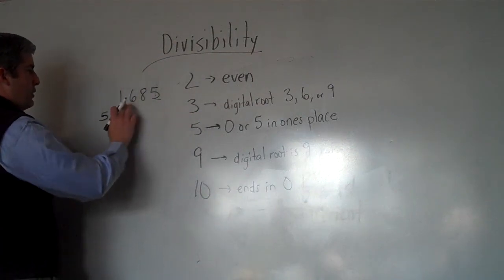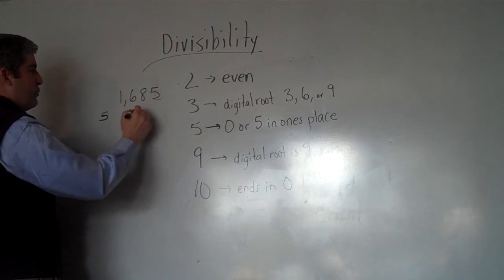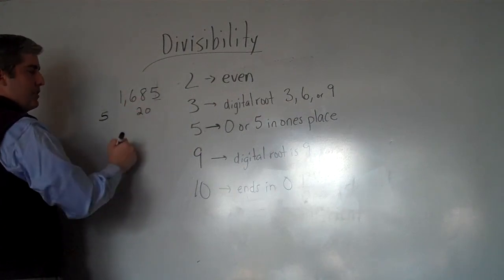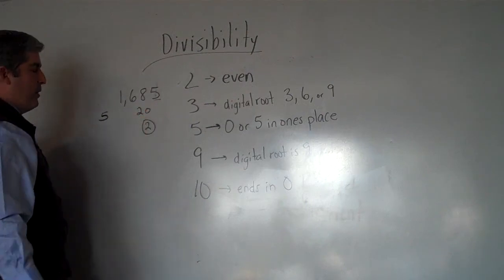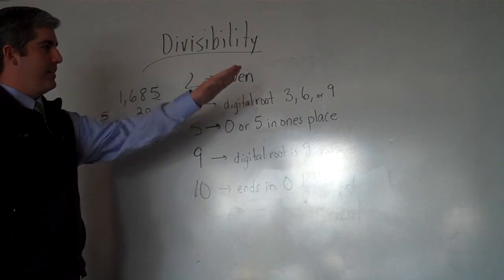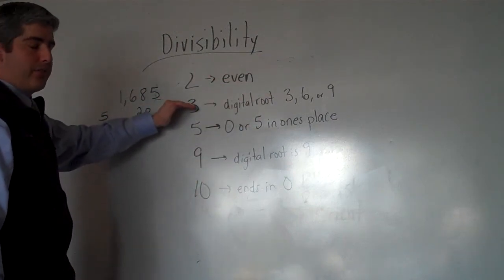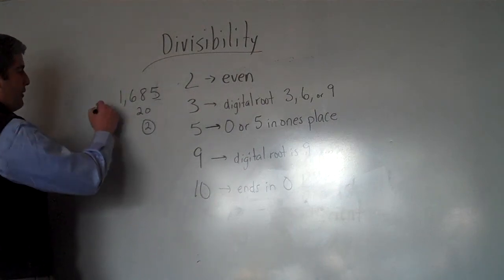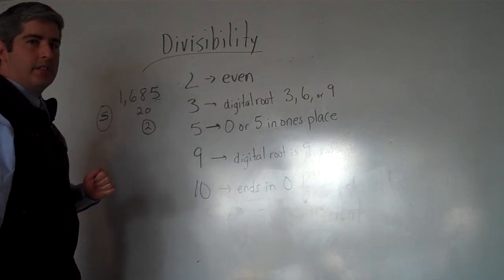Now let's find the digital root. 1 plus 6 equals 7, plus 8 equals 15, plus 5 equals 20. Well, it's still not a one-digit number, so 2 plus 0 equals 2. Our digital root is neither 3, 6, or 9. Therefore, it's not divisible by either 3 or 9. So out of those 5 numbers, it is only divisible by 5.